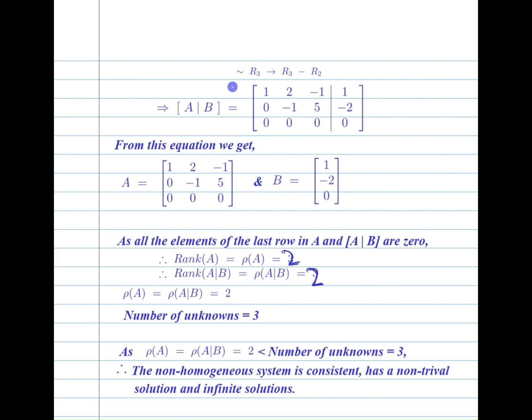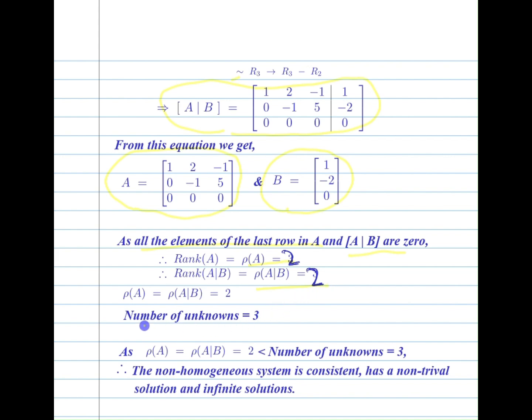Now applying transformation on R3 as R3 minus R2, we get the augmented matrix as [1 2 -1 1; 0 -1 5 -2; 0 0 0 0]. From this we get A, the coefficient matrix, as [1 2 -1; 0 -1 5; 0 0 0], and the constant matrix as [1 -2 0]. As all elements of the last row in A and the augmented matrix are 0, the rank of A is 2 and the rank of the augmented matrix is also 2.